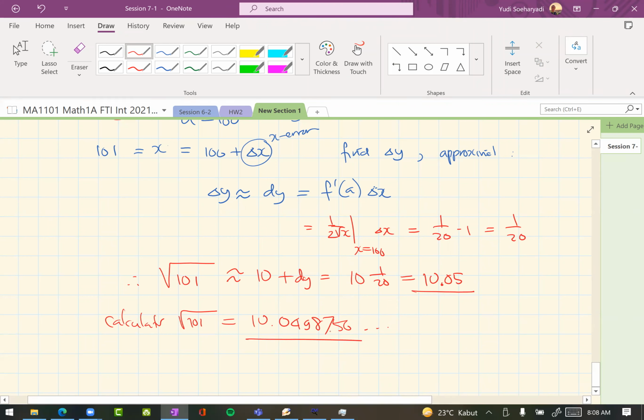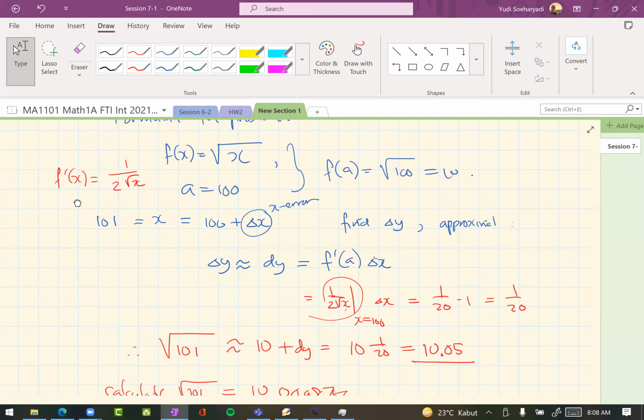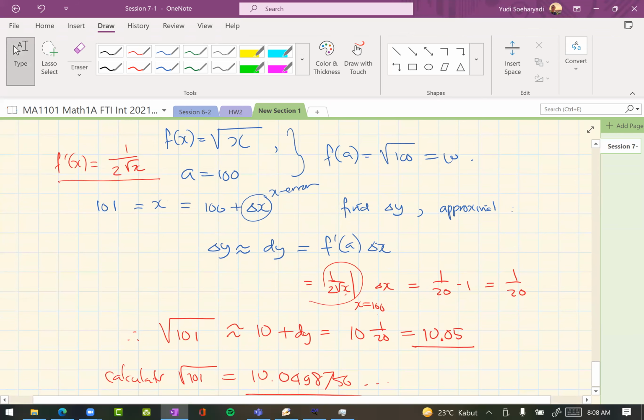Sir, I'm still slightly confused on how you got 1/20 as the delta x value. I plugged in 100. Yeah, how do you get 1/2 root x? How do you get from there to there? What is this?